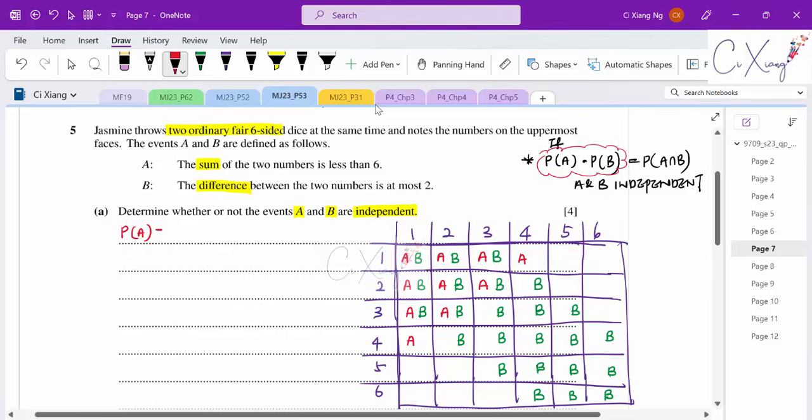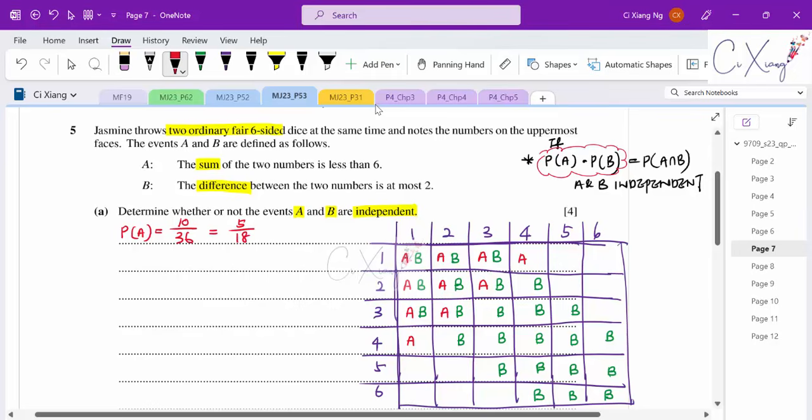To calculate the probability of A, basically you just count how many cells with A in our possibility space diagram, then divide over the total. The total is 36 cells. If I count the A, I have 10: 1, 2, 3, 4, 5, 6, 7, 8, 9, 10. So 10 cells with the A, therefore I have 10 over 36, which is 5 over 18.